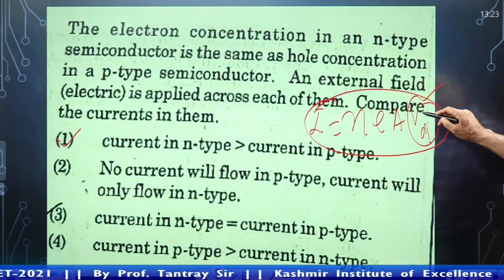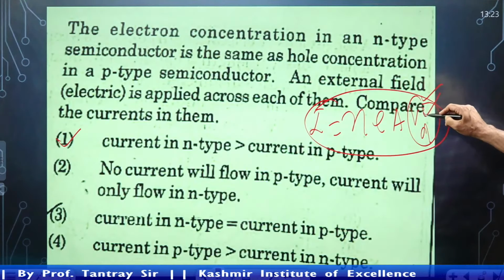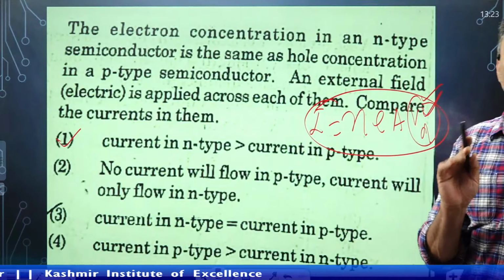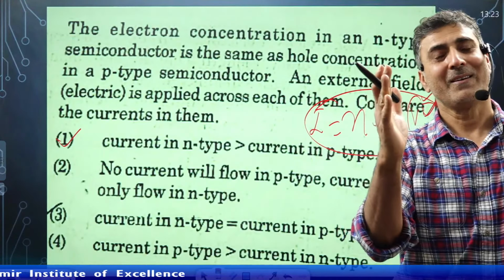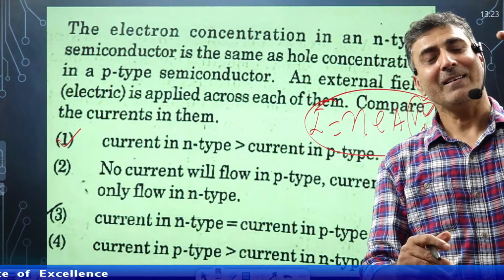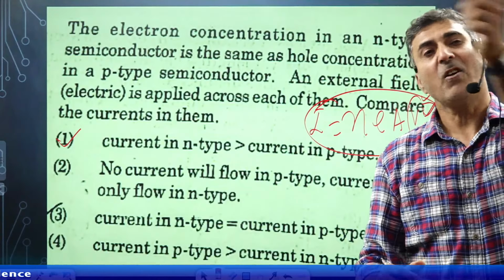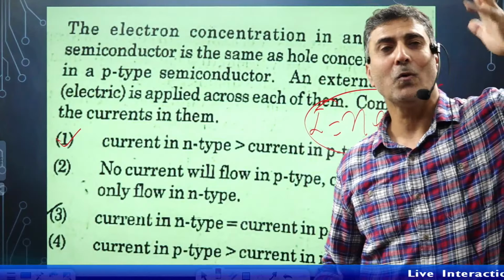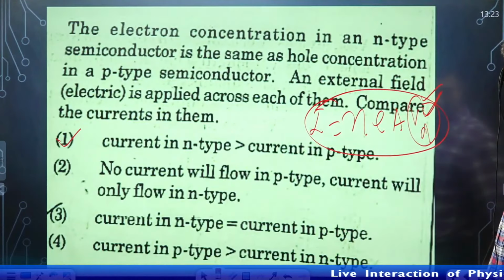The electron mobility is more, therefore electron drift velocity is more for the same electric field or for the same potential difference you apply. The current in the n-type will be more, because electron will move faster as compared to the hole, because electron mobility is more than the hole mobility. That is the answer.